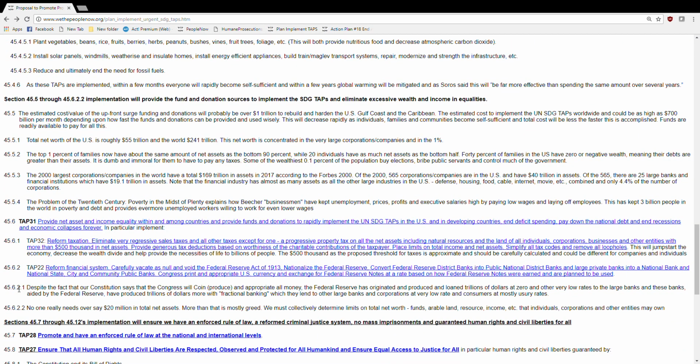Tab 31. One of the SDGs is to provide net asset and income equality within and among countries. So tab 31 is to do that, and provide the funds and donations to rapidly implement the UN SDG TAPs in the U.S. and in developing countries, in deficit spending, pay down the national debt, and end recessions and economic collapses forever. It is stupid to have poverty or a baby going to bed hungry at night with all that money. There are 30 items in tab 31, but there are two big ones.